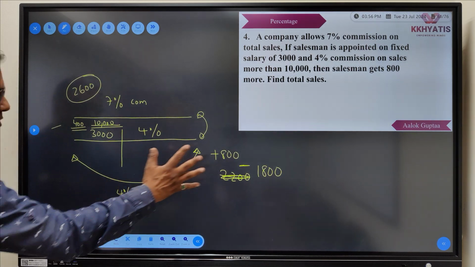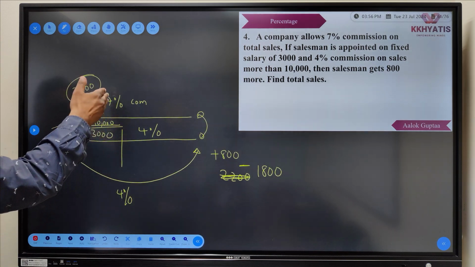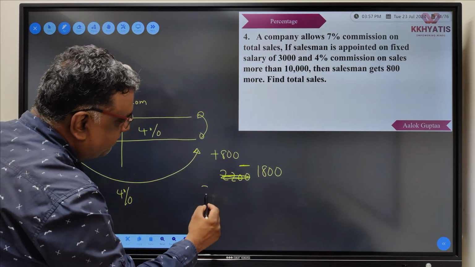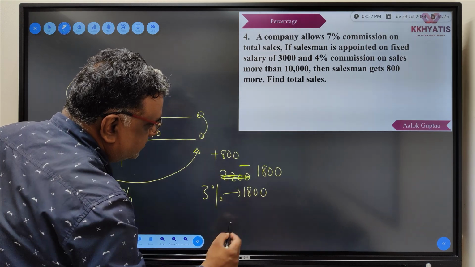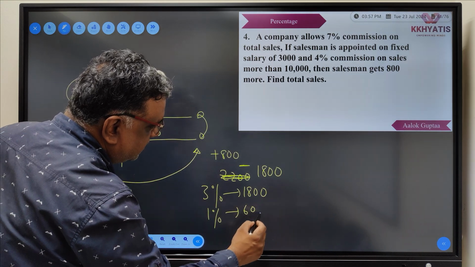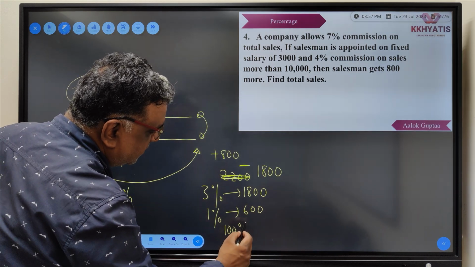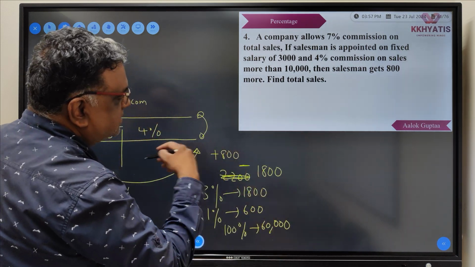So now this total was 4%, this total was 7%. Now इन दोनों के बीच में difference कितना है? 3%. So 3% की वैल्यू कितनी है? 1,800. तो 1% की वैल्यू कितनी होगी? 600. तो 100% की वैल्यू कितनी होगी? 60,000. और 100% उसका सेल्स है, तो आंसर is 60,000.